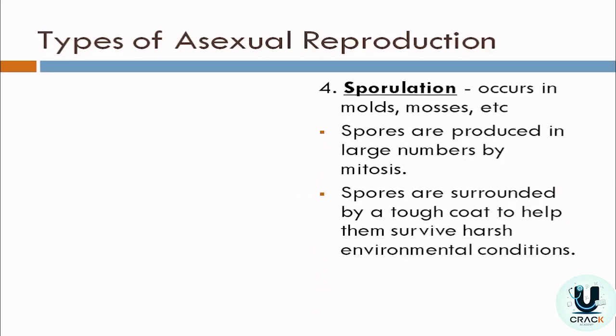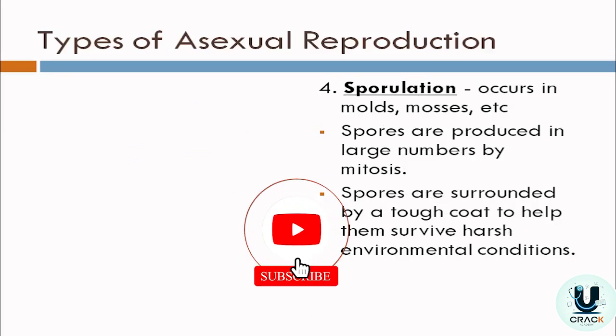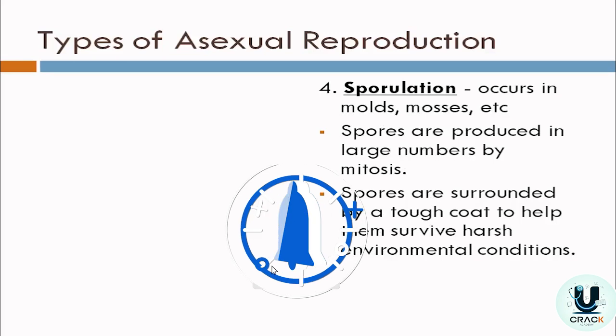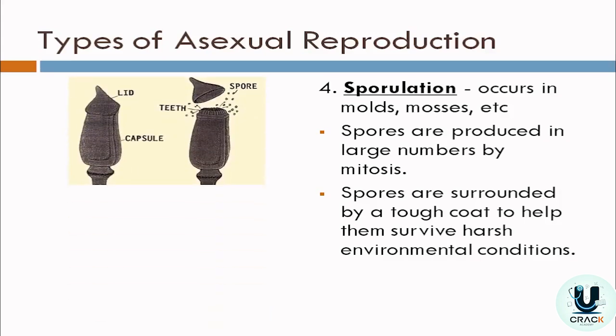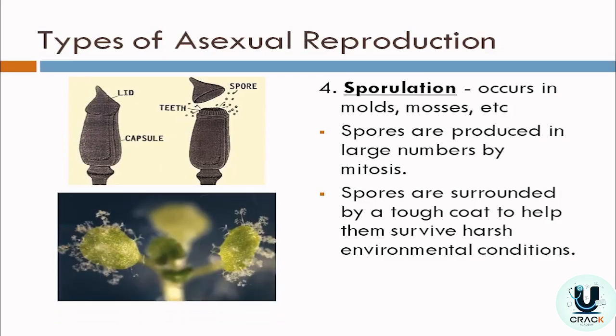Fourth one, sporulation, occurs in molds, mosses, etc. Spores are produced in large numbers by mitosis. Spores are surrounded by a tough coat to help them survive harsh environmental conditions. Look at the picture: lid and capsule. You can see inside, below the lid, teeth with the spores. Microscopic observation of sporulation.